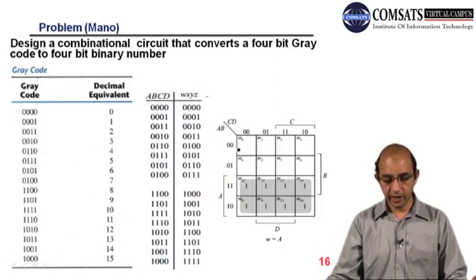So here, if I have to focus on W, you can see that 0, 1, 2, 3, 4, 5, 6, 7. After 8, I have all ones. So you can see that 8, 9, 10, 11, 12, 13, 14, 15. So I have a quad.